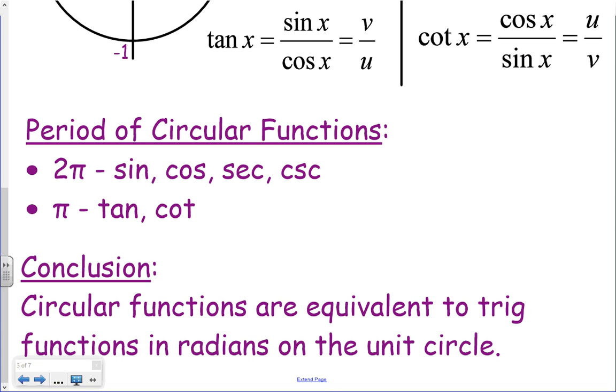And in fact, the really good news for us is that circular functions are equivalent to the trig functions that we already know and have been using, but we're working in radians on the unit circle. So a circular function is just a special case of a trig function whose angle is in radians, so we're working with an arc length instead, or I can think of it that way, and it's on a unit circle.